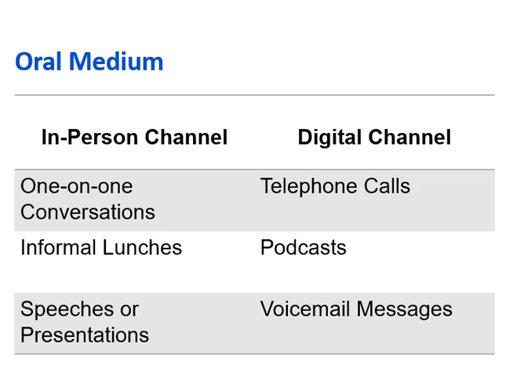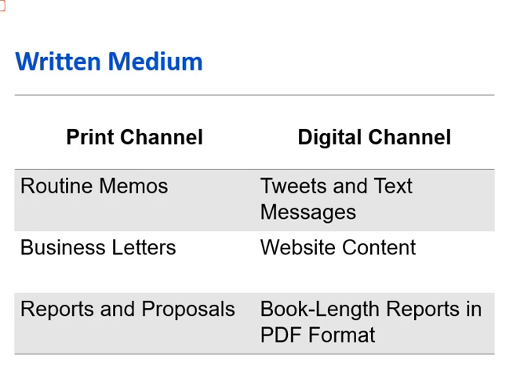An oral medium, which means obviously speaking orally, could be a one-on-one conversation, informal lunches. Again, these are just different possibilities. Digital channel of an oral medium, digital channel of speaking could be, let's say, podcasts, phone calls, voicemail messages. Again, obviously you don't want to, generally speaking, use communication with voicemail messages, but I guess sometimes you have no choice. Written medium could be either through print.